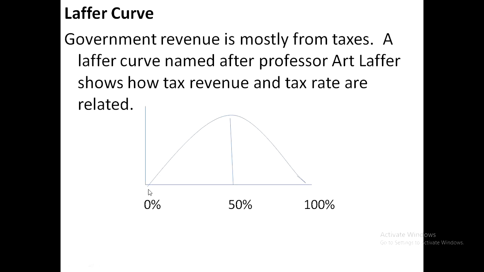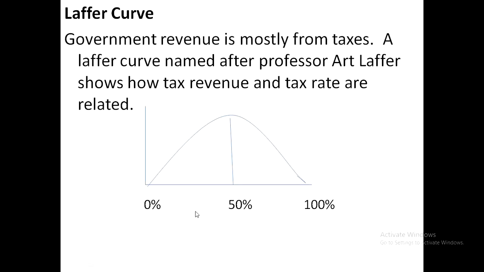Now, if government charges a 0% tax, it means that government will have zero revenue. No one will pay tax because tax is 0%. If government charges 100% tax, it means that no one will be willing to work because there is no incentive for working, and so government revenue from tax will be zero. So at 0% tax, government raises zero revenue. At 100% tax, government is likely to raise zero revenue from taxes.